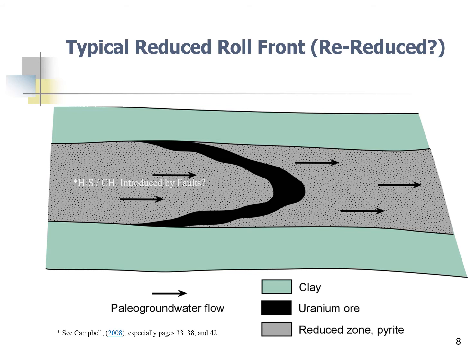This is a situation where you have a roll front where the iron minerals have been modified. You can have introduction of hydrogen sulfide and methane gas by faults. You see this sometimes in Texas. Or you can have generation of methane by biogenic processes. And what happens is the iron minerals will reconvert back to pyrite.